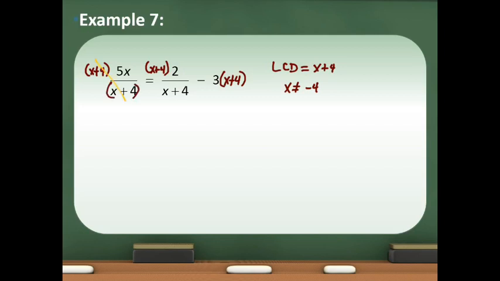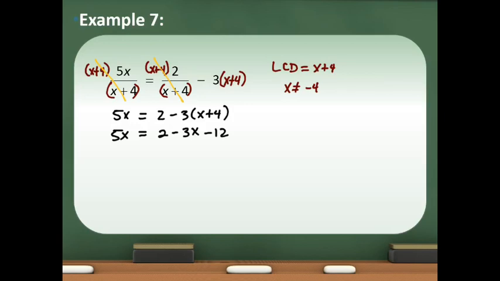So on the left, notice our x plus 4s are going to cancel. We're left with 5x. On the right, the first fraction there, the x plus 4s are going to cancel, and we're left with 2. Now be careful on the other. It's minus 3 times the LCD, which is a binomial. You do need the parentheses there. So you are going to end up distributing a negative. You could do it right there. I'm going to go ahead and do it in a separate step.